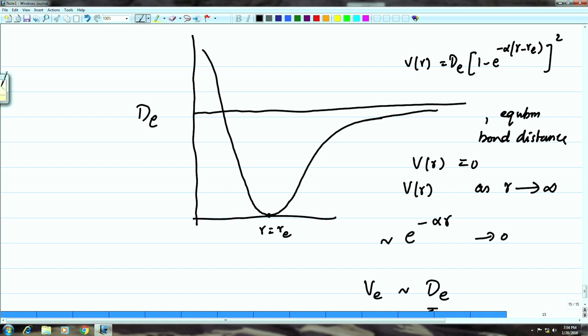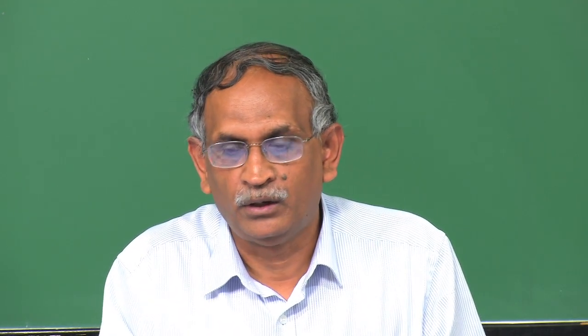Therefore, alpha gives the spread roughly of what is called the harmonic area. This area looks more like a parabola, and therefore you can see that for small values of r minus R_e, this function will actually become parabolic in the limit of r minus R_e being very, very small, and at r equal to R_e, this is the minimum. Therefore, this is the parabolic potential, half k x square, half k (r minus R_e) square, that you use for the harmonic oscillator model.